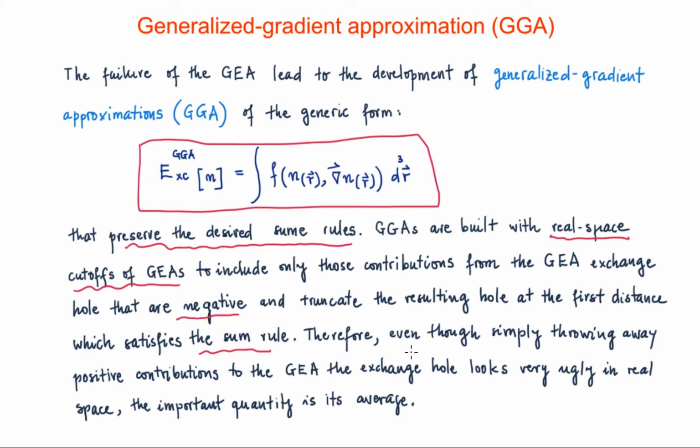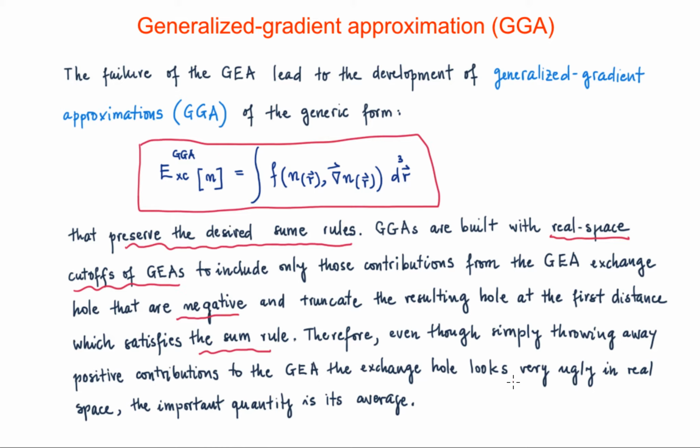Therefore, even though we are simply throwing away these positive contributions to the exchange hole, because the exchange hole has to be negative, we make it 0 where the exchange hole within the GEA approximation is positive. Of course, it looks very ugly in real space. So the resulting holes you are getting within these GGA approximations are going to be really ugly.